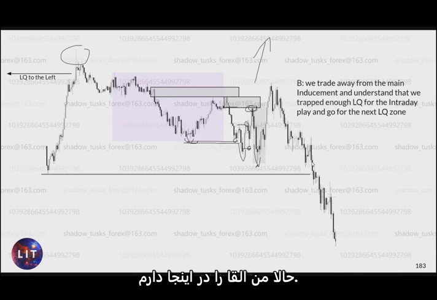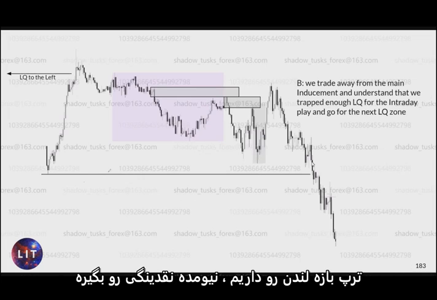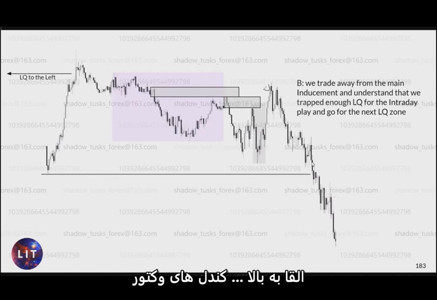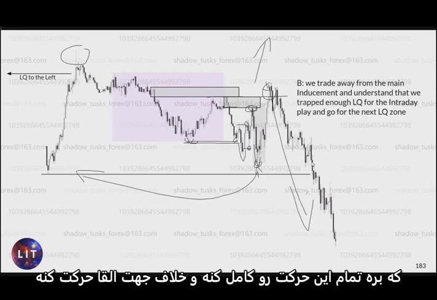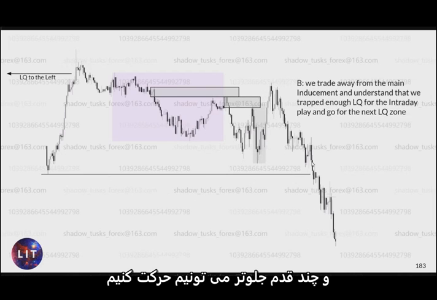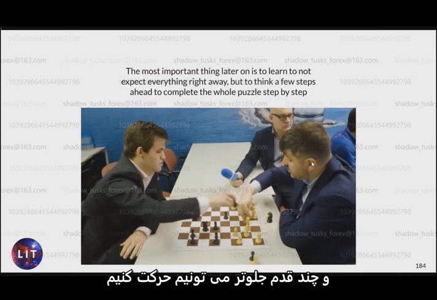Now I have the inducement in here. Awesome. Now I know this is London. Okay, London trap, never grabbing the liquidity. Awesome. What do I do next? I need to aim for liquidity again, inducing the high, making the candles fulfill the whole push, trading away from the inducement. And that's how you develop slowly but surely this grandmaster thinking, step after step, thinking a few steps ahead.